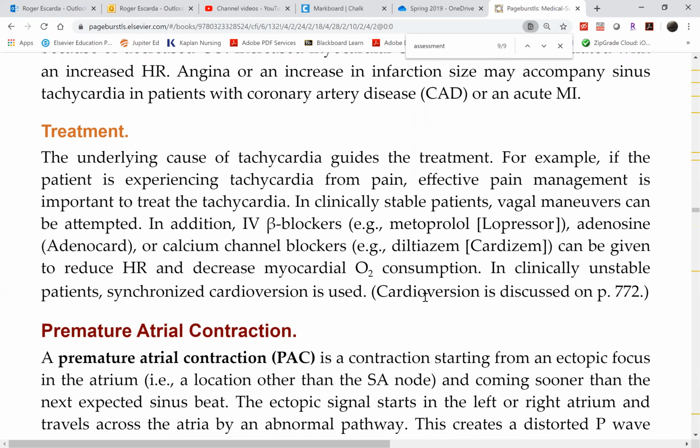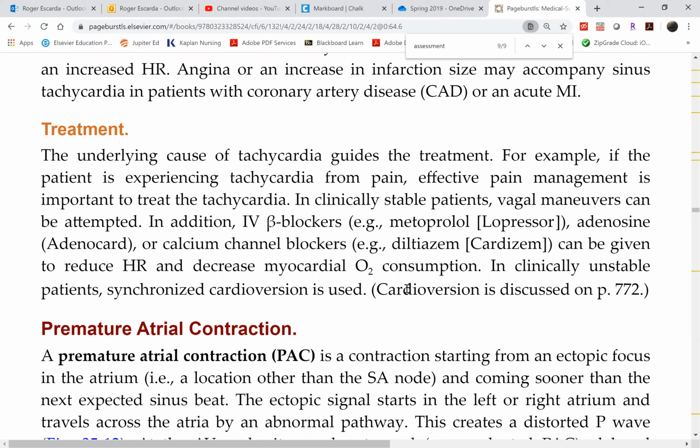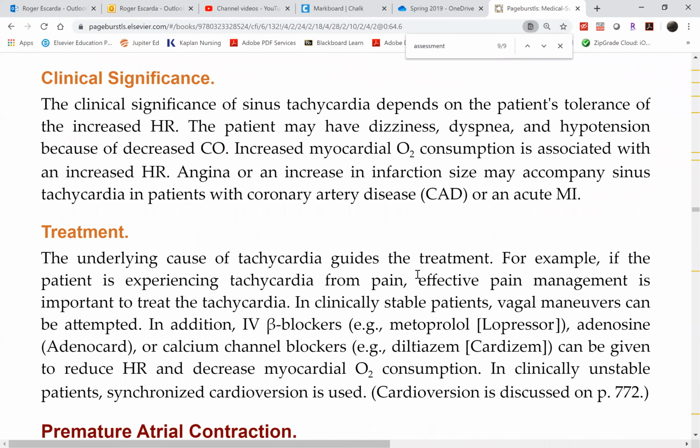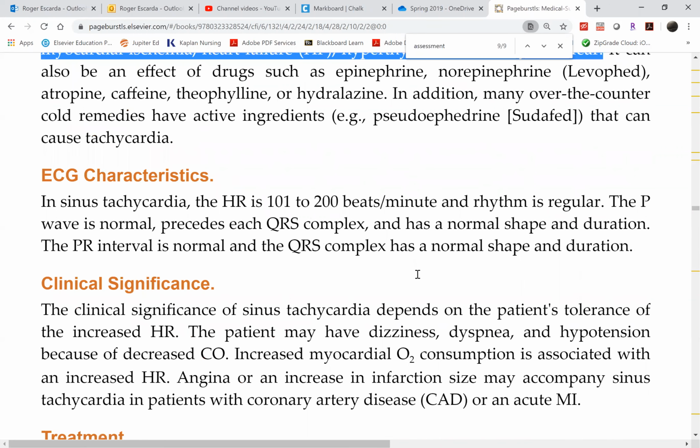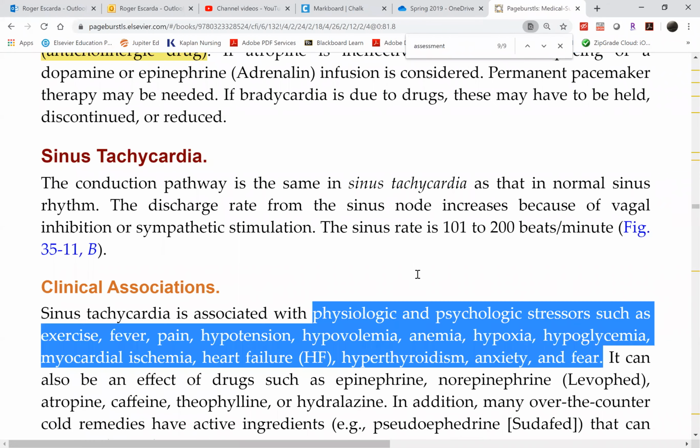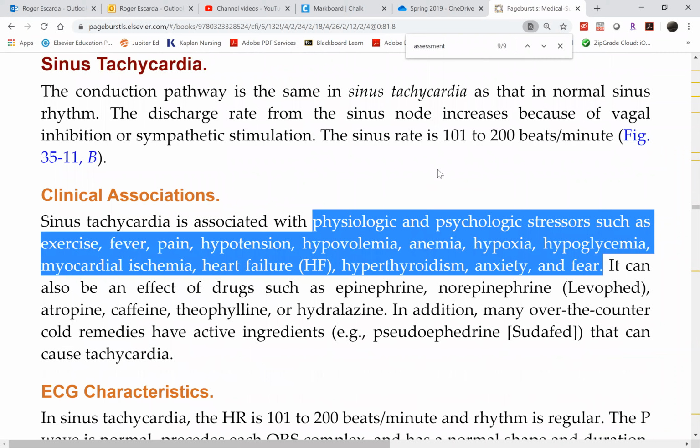And for severe patients, let's say it's already related to Afib, then we do cardioversion. And just do the same thing. For every dysrhythmia, do the same thing. What are possible causes of these? Because that's what you're asked to do every day.